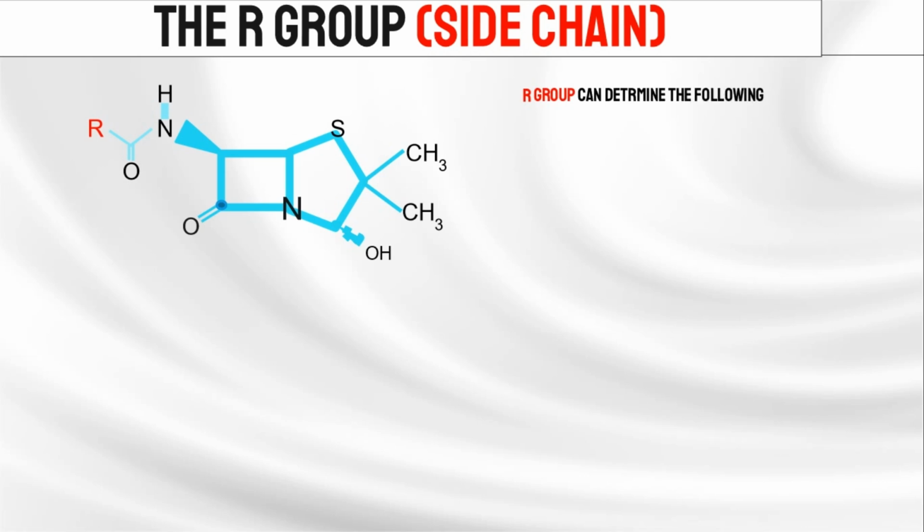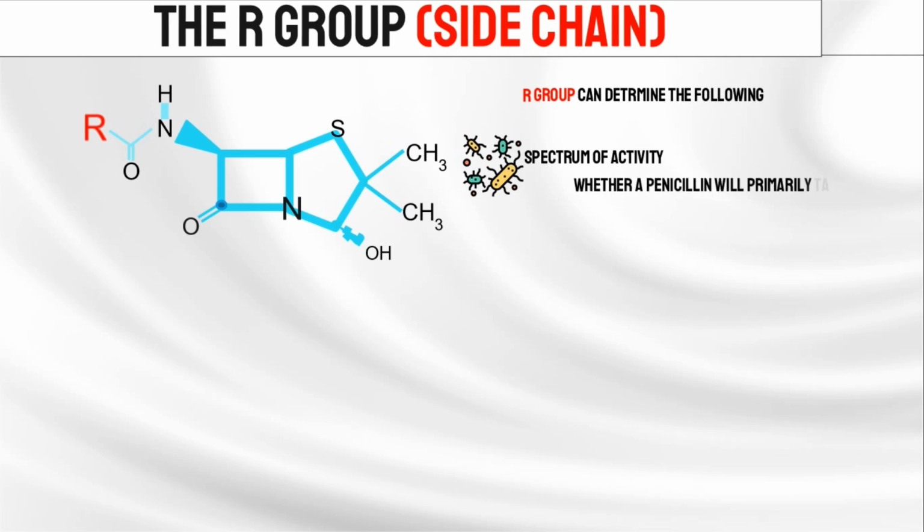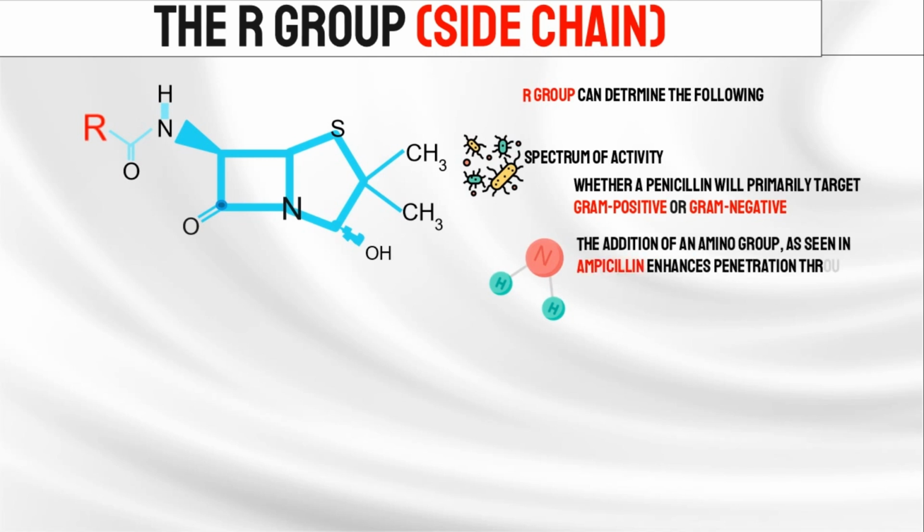The nature of the R group determines whether a penicillin will primarily target gram-positive or gram-negative bacteria. For instance, the addition of an amino group, as seen in ampicillin, enhances penetration through the outer membrane of gram-negative bacteria, broadening the spectrum of activity. Conversely, penicillins with simpler R groups may retain a narrow focus, effectively combating gram-positive organisms.